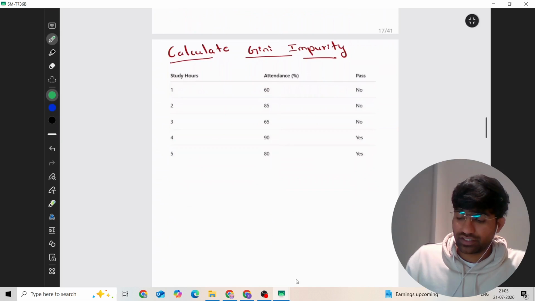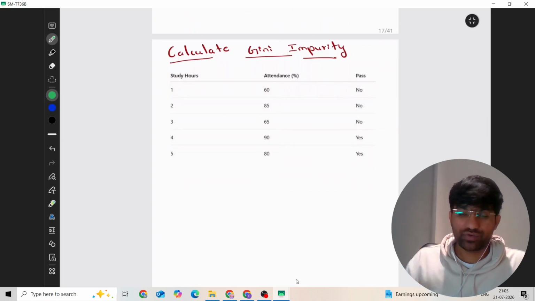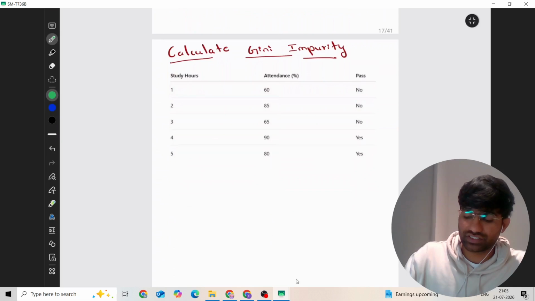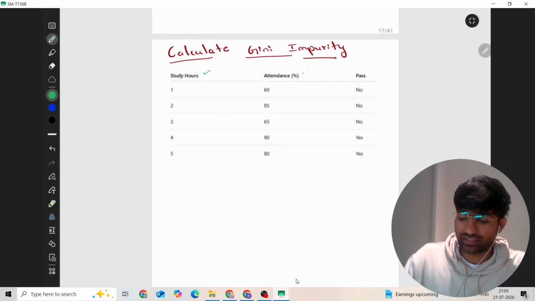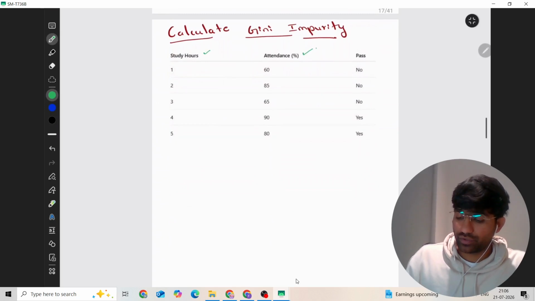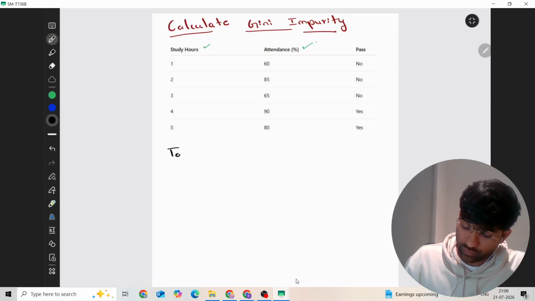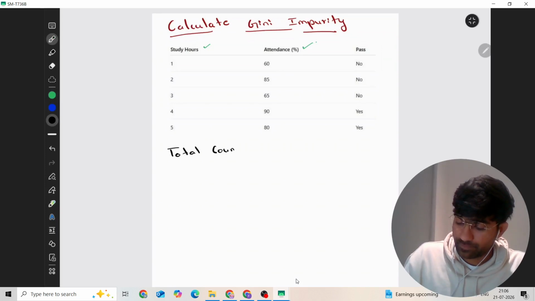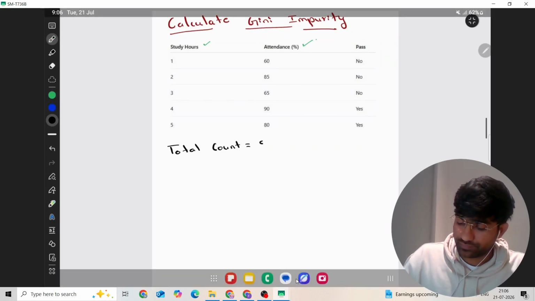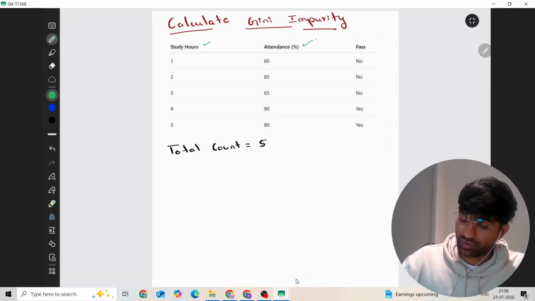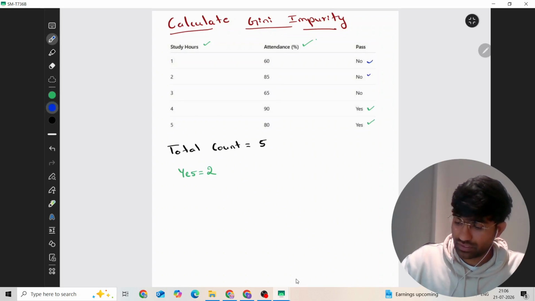Now let's calculate the Gini impurity for the data set where we have to predict whether the student will pass or fail based on the two features, study hours and attendance. To calculate the Gini impurity of the data set, first we will count the total. Total count is equal to 5. And how many number of yes? 2 yes. So yes is equal to 2. And how many number of no's? 3 no's. So no is equal to 3.